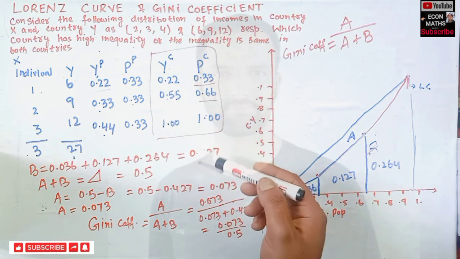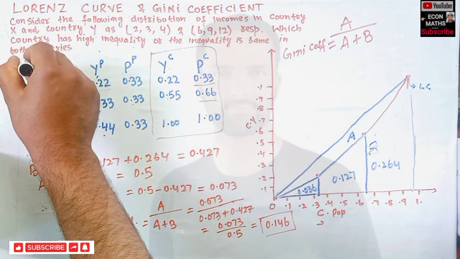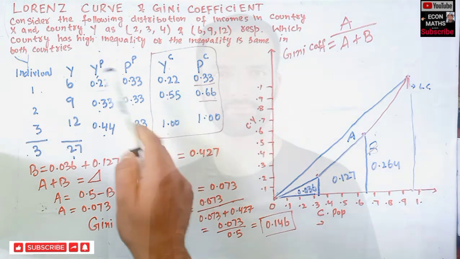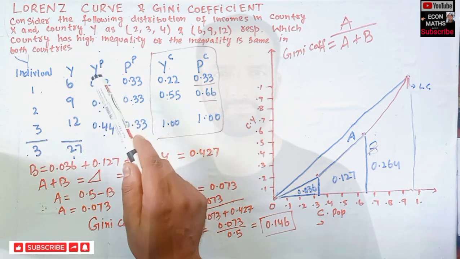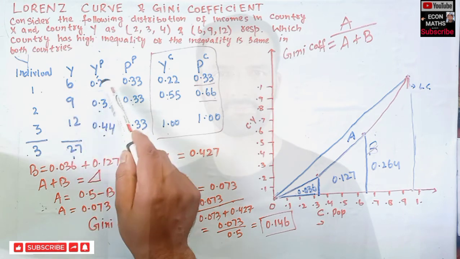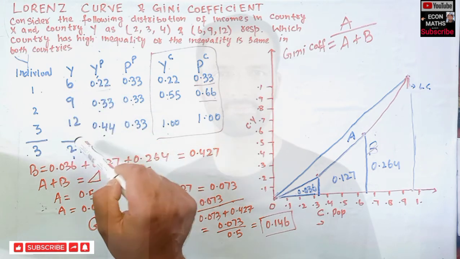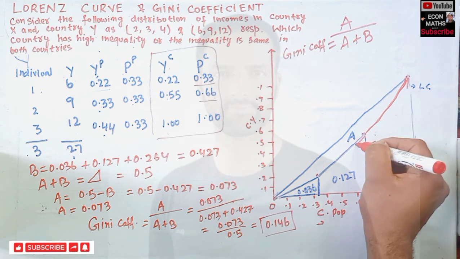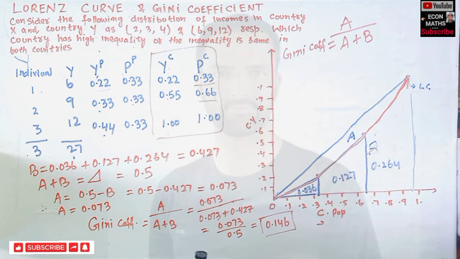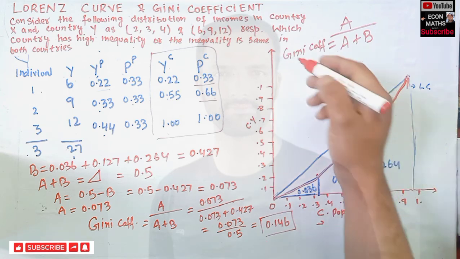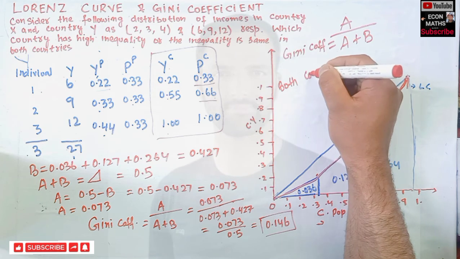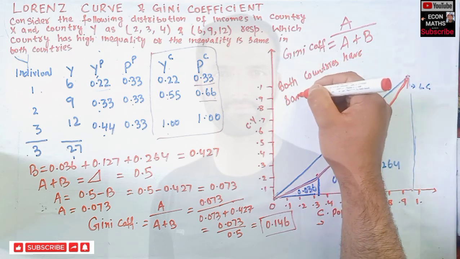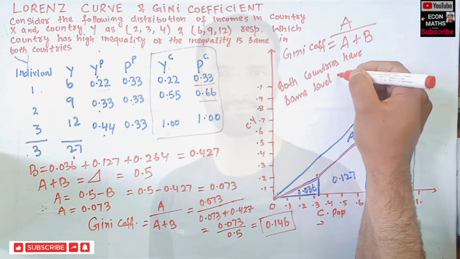Okay, so for country Y we will also get the same results. Why? Because proportion of income for each individual is the same. 6 upon 27 is 0.22, 9 upon 27 is 0.33. So for the second country our Lorenz curve will coincide with the first country. Okay, when both countries have the same Lorenz curve, we can say that both countries have the same level of inequality.